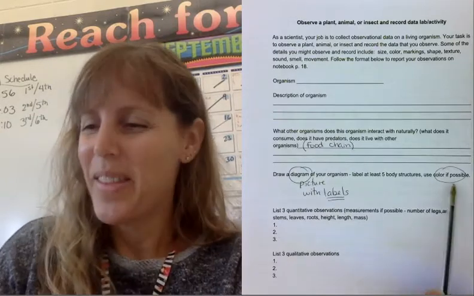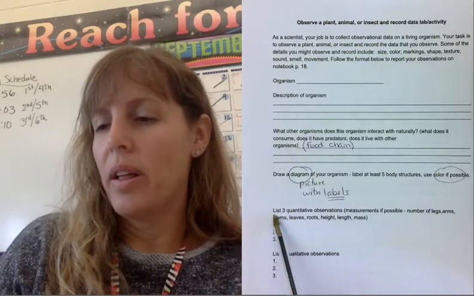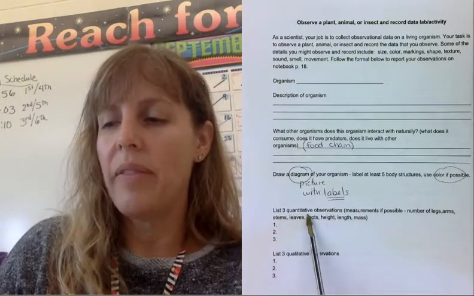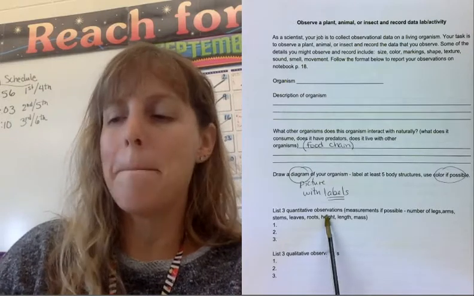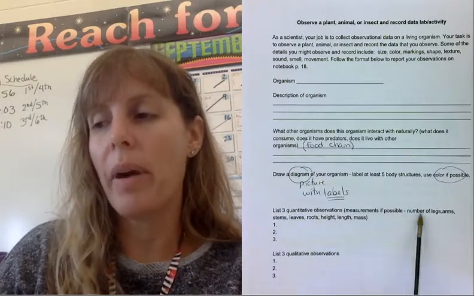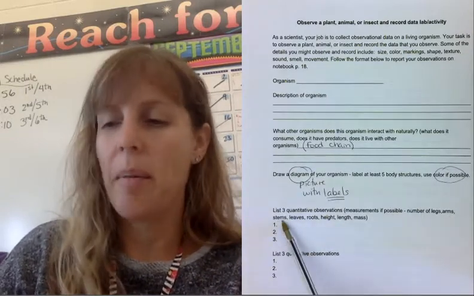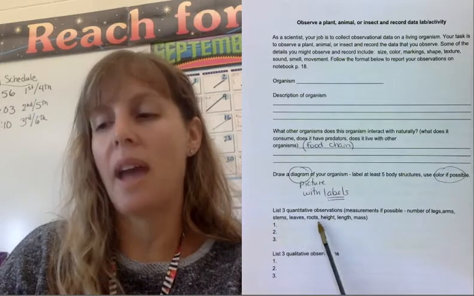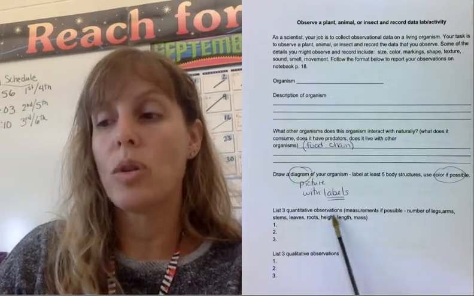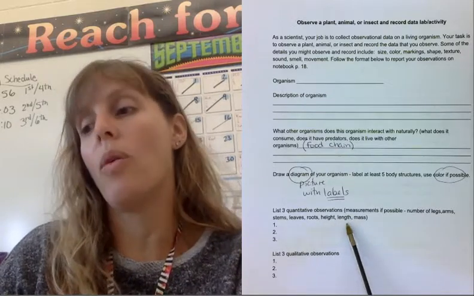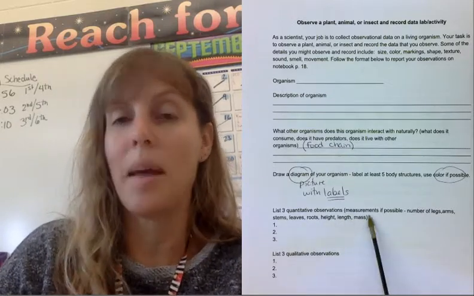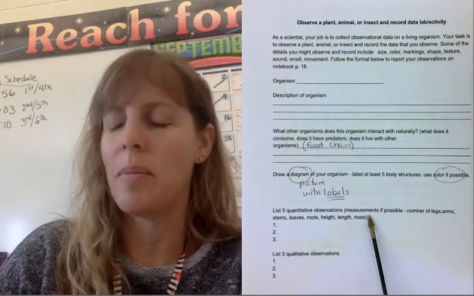All right. Then I want you to list 3 quantitative observations. Remember, these are measurements, right? So like the number of legs, number of arms, how many stems does it have, how many leaves does it have, roots, height, how tall is it, how long is it, or how tall can it get, or how long is it now, or how long will it get, or how much does it mass, like this is the weight on Earth, same number, okay?